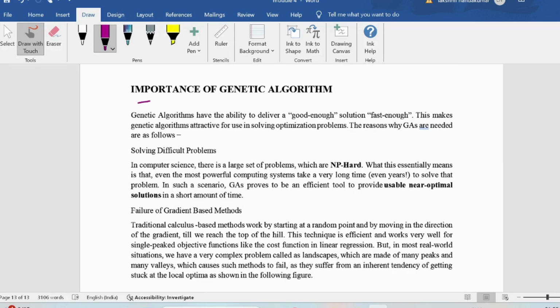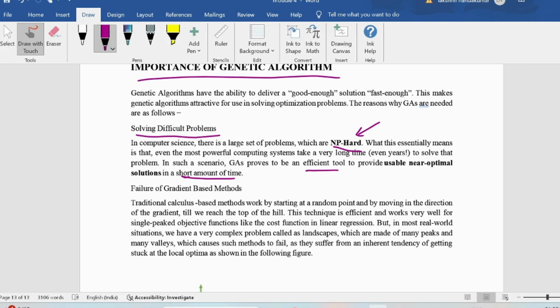Next topic is the importance of the genetic algorithm. This I will explain. First, the genetic algorithm can be used for solving very difficult problems. There are some problems which are called NP hard. Those problems actually take years to solve. Even a computer will take a very long time to solve such problems. It is a classification of a set of problems in mathematics. Such problems can be solved using the genetic algorithm, and it is considered an efficient tool to solve them in a very short amount of time.